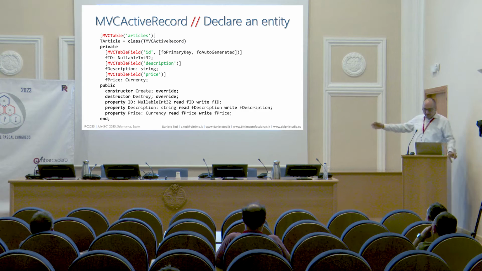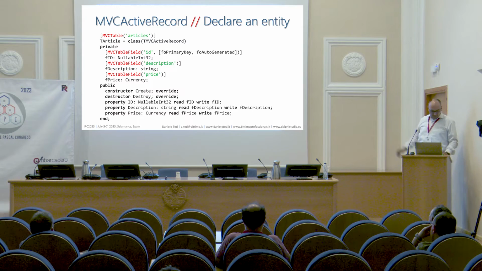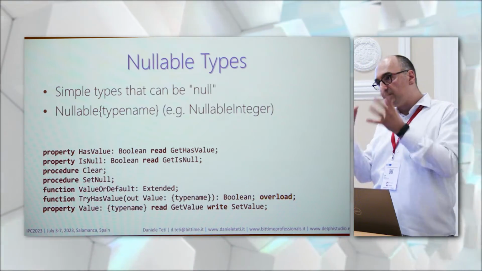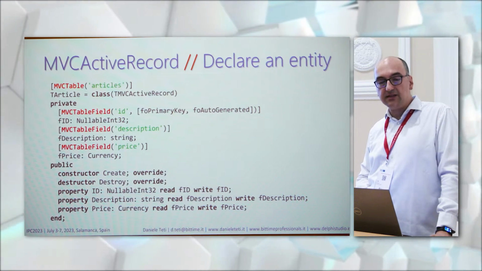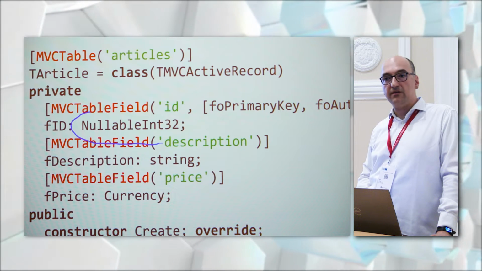So in this case, we have the field FID, which is persisted in the field ID of the table articles, the field FDescription, which is persisted in articles.description, and so on. Any mapping can have a rich description attached to it. For example, the field ID is defined as primary key and auto-generated.